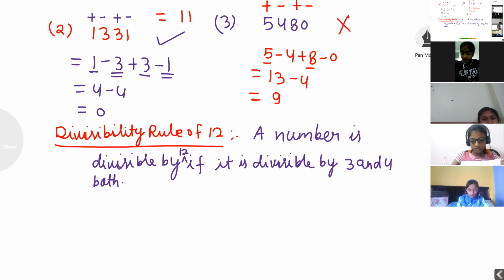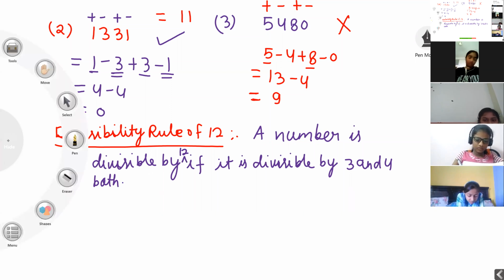Whatever digit they have given, if I want to check whether the given digit is divisible by 12, then that value will satisfy both conditions. First condition, divisible by 3. Second condition, divisible by 4. Then I can say the given digit is divisible by 12.